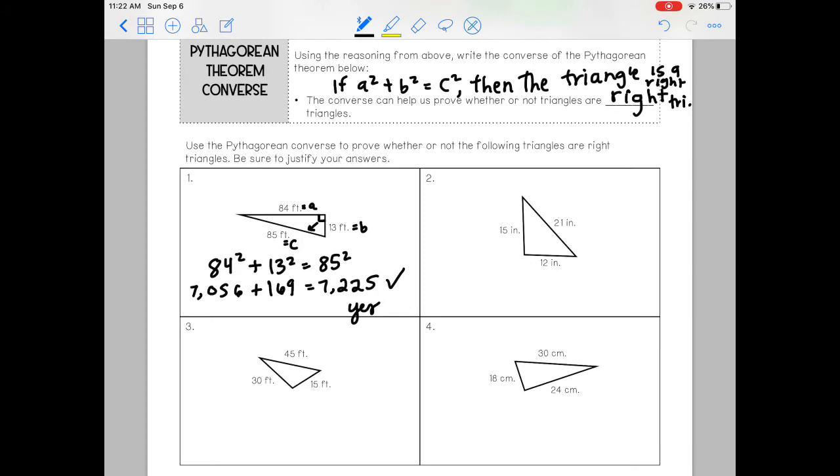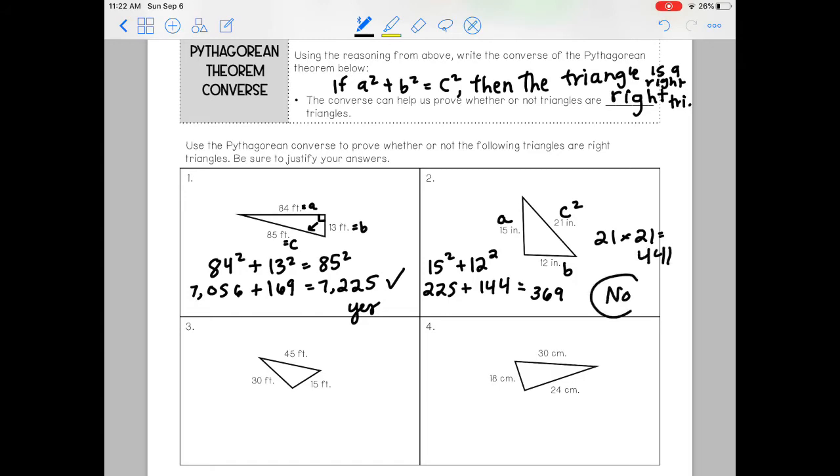So it says 15 inches, 12 inches, and 21 inches. 15 inches would be A, 12 inches would be B, and then 21 inches would be C. So A squared is 15 squared, B squared is 12 squared. 15 squared is like saying 15 times 15, which is 225. And then 12 times 12 is 144. We add these two values together, we get 369. Well, is 21 times 21 equal to 369? Let's see. 21 times 21 gives me 441. So this is not true.